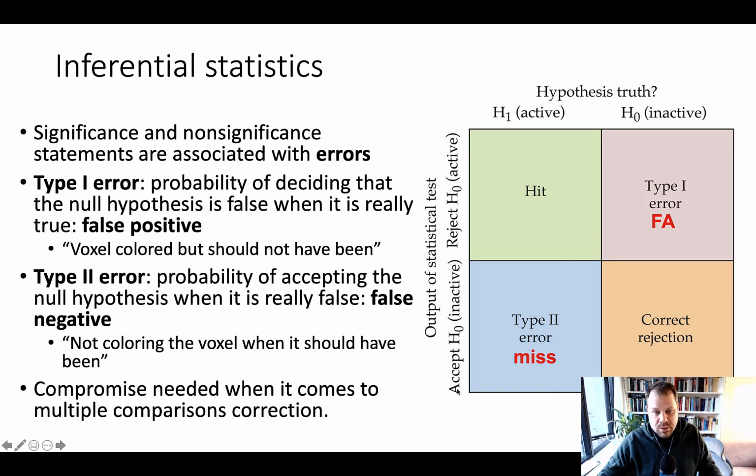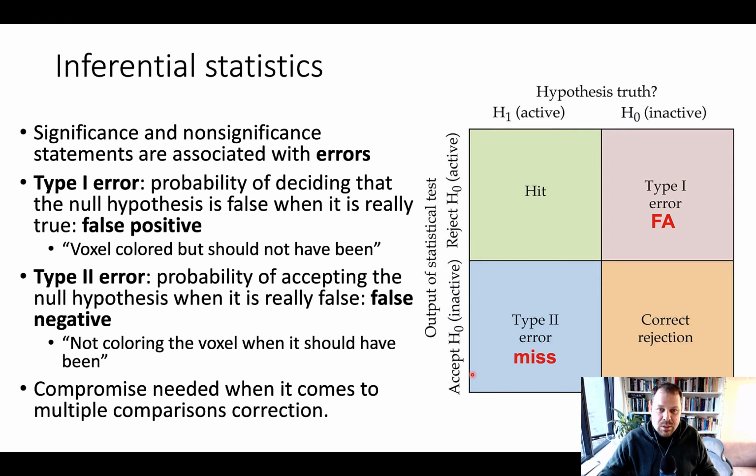So this is what's indicated here by this 2x2 matrix, with the hypothesis truth at the top and on the left side the output of the statistical test. So we can have 4 different cases. The truth being that the alternative hypothesis is true and we reject the null hypothesis, right? That would give us a hit. But if we reject the null hypothesis and the null hypothesis is true, we get a type 1 error, or a false alarm, false positive, which is something we want to avoid. And that's what we control in our alpha value in our test.